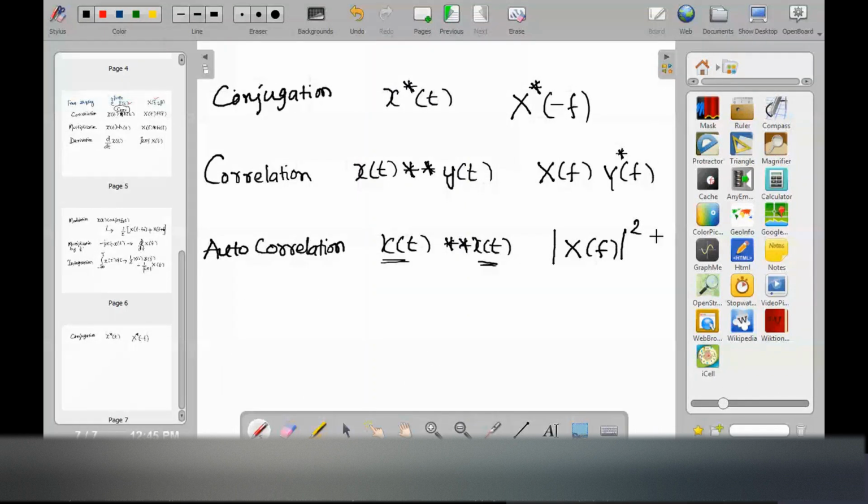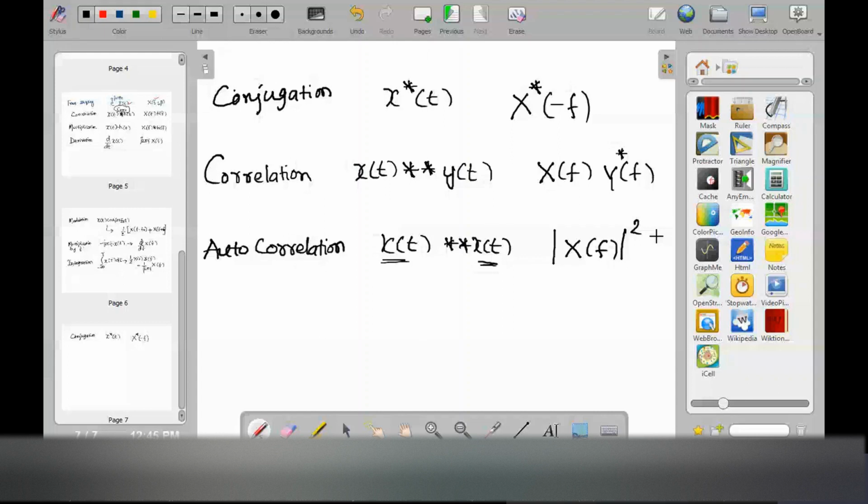Sir, can you please repeat the correlation in time domain? Sorry, can you repeat it once again? The correlation, sir. I'm not able to hear you properly. Just clearly, can you tell what you are going to tell? Correlation property, sir. Correlation you want to know.